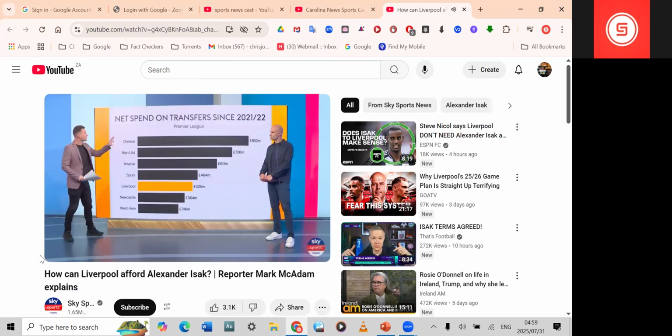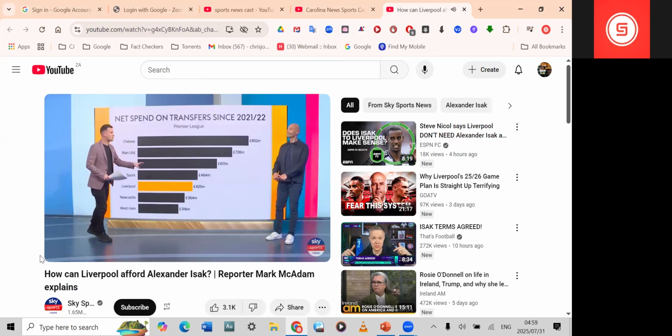Look at this. This is the net spend on transfers since 2021-2022. This includes the last 9 transfer windows. So it is a lot of spending over the last few years in the Premier League. And you can see Chelsea right out in front with 852 million.